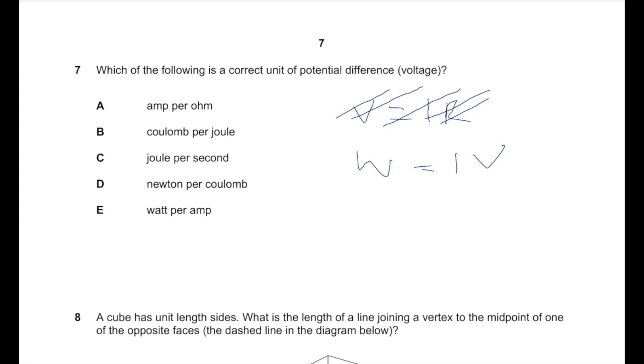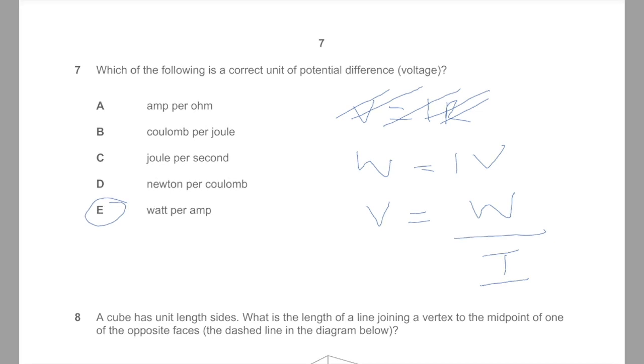Now, W equals IV. If we rearrange this to make V the subject, V equals W over I, we should be able to find the correct answer in this list. And we can, E, because W is watts and I is amps, current. So therefore, the answer is E, and that's question 7 completed.